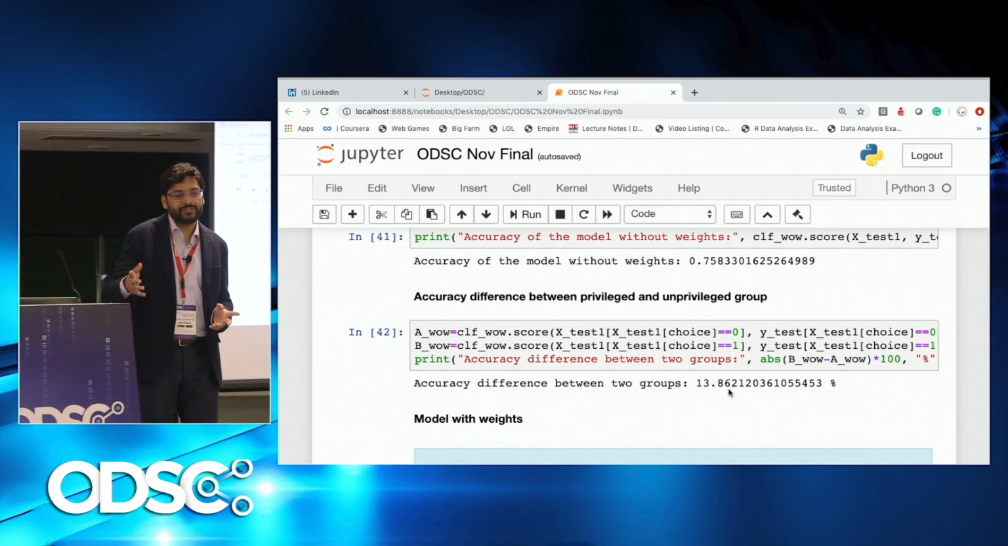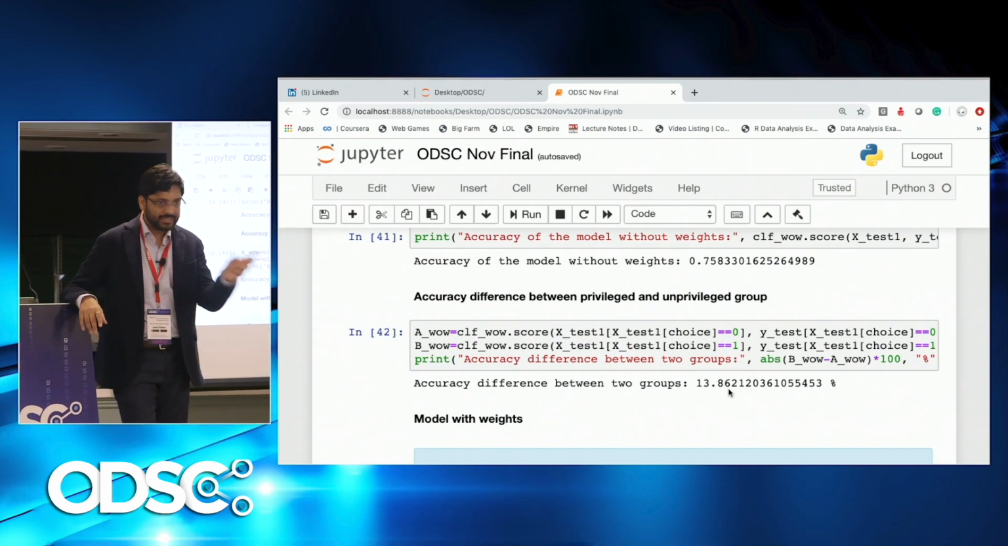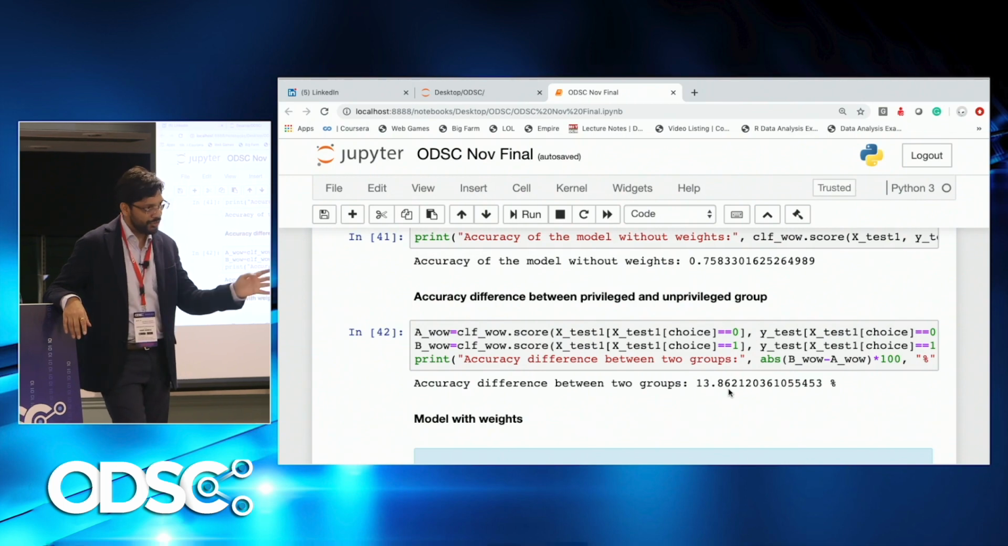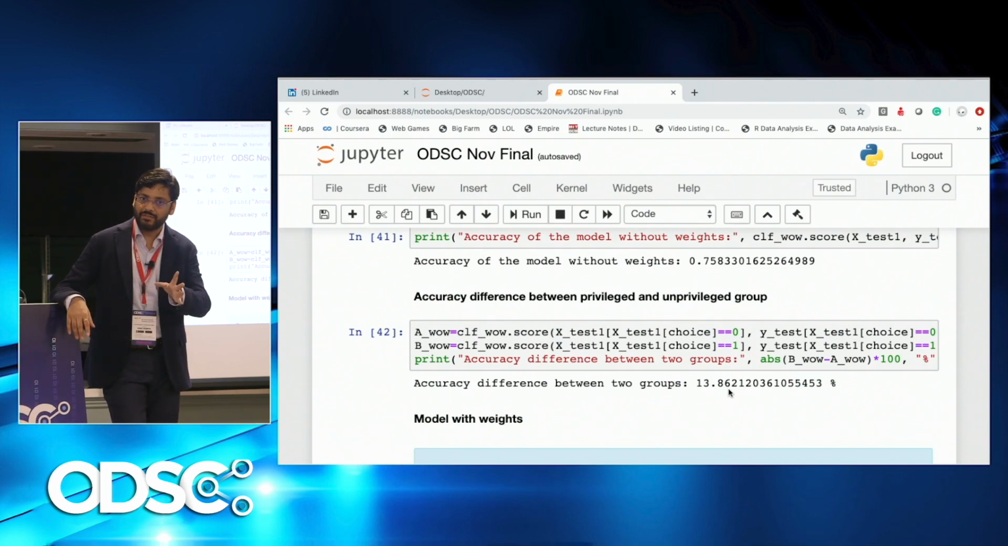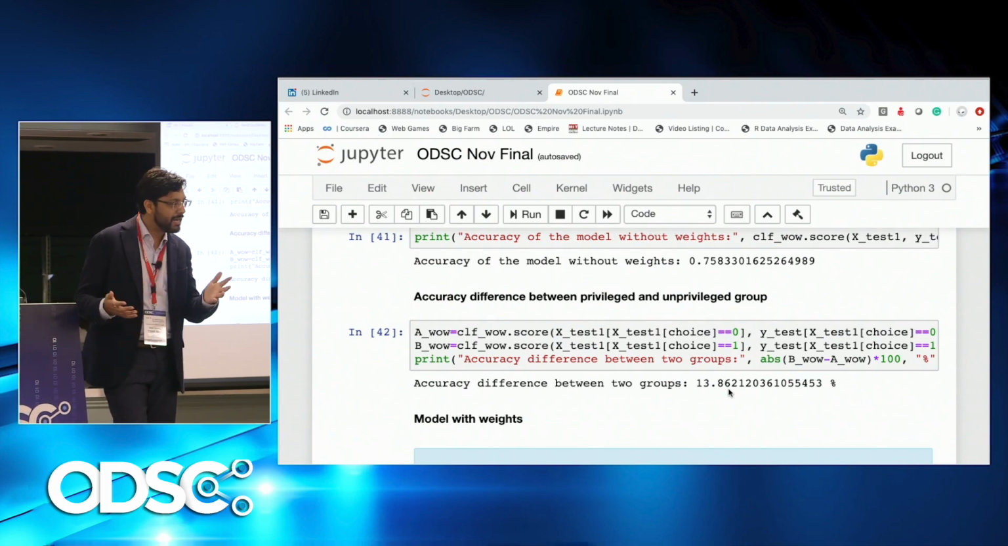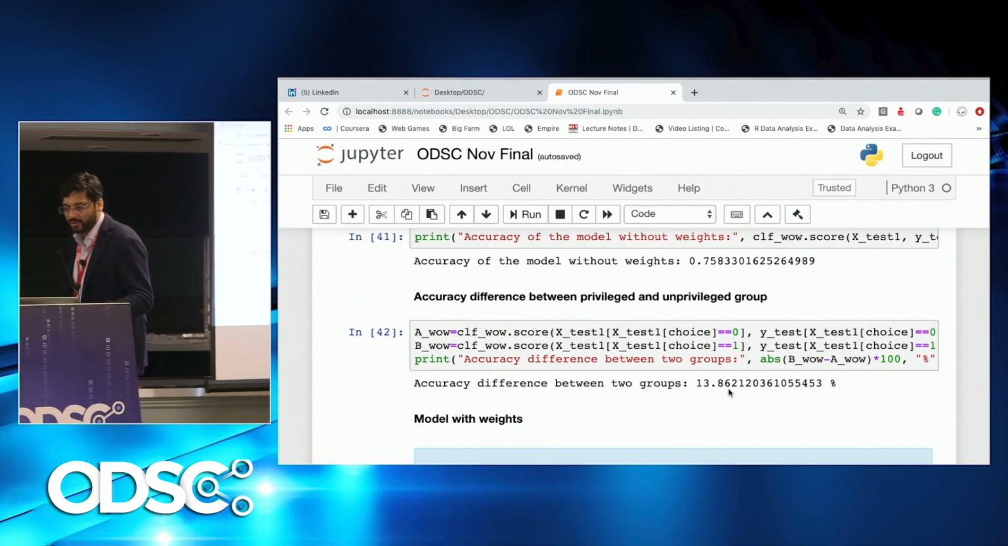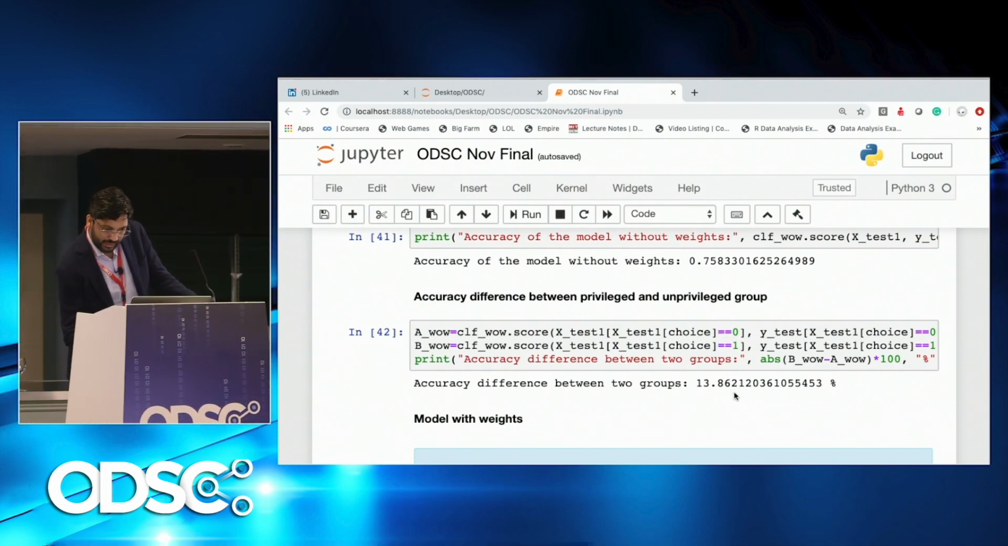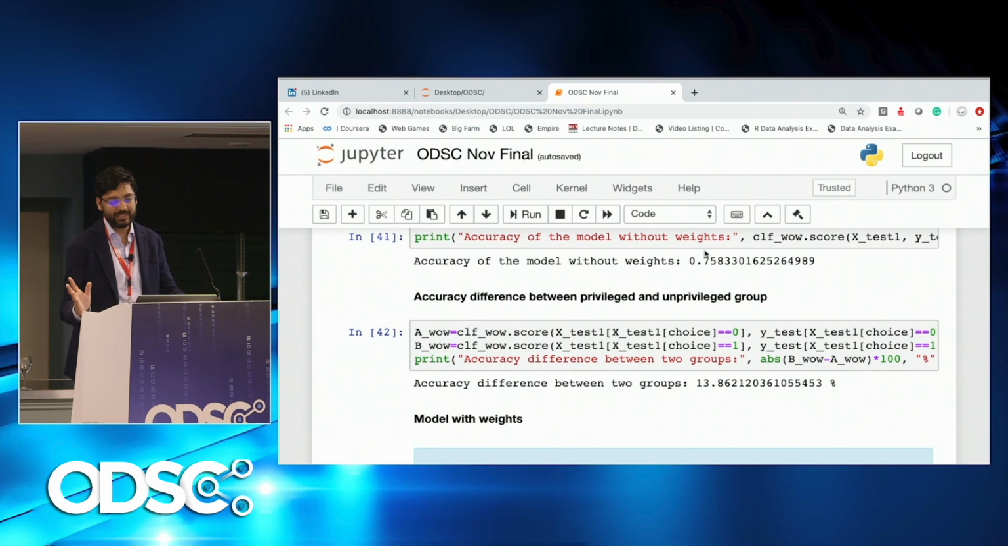Now what is the accuracy difference? Accuracy of male versus accuracy of female. Here, accuracy of married versus accuracy of non-married people. Let's subtract them and see my answer. So the accuracy difference is 13.8 and overall accuracy is 75.